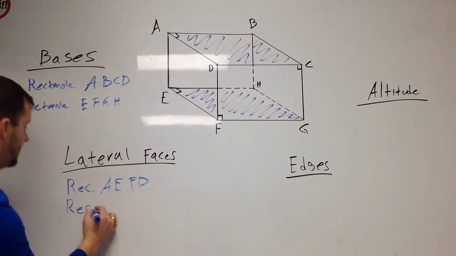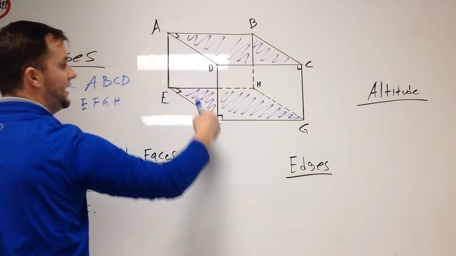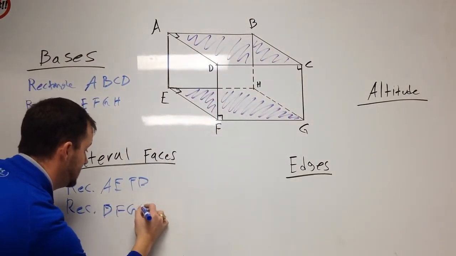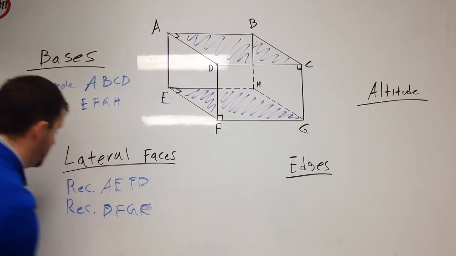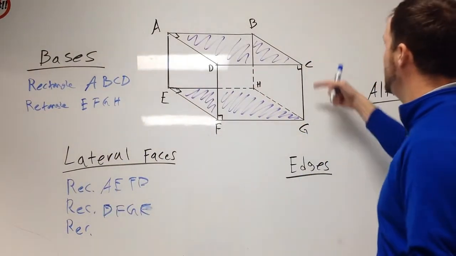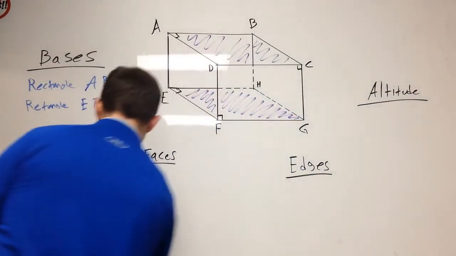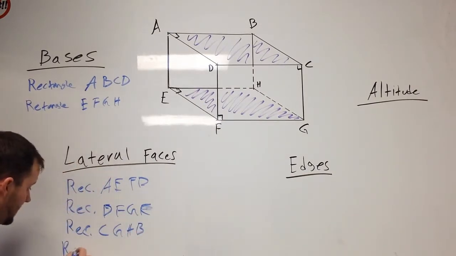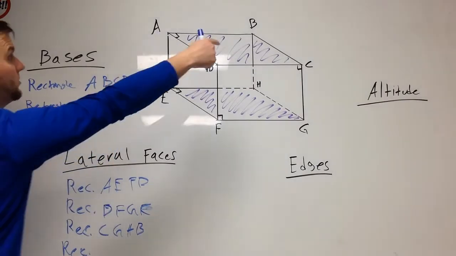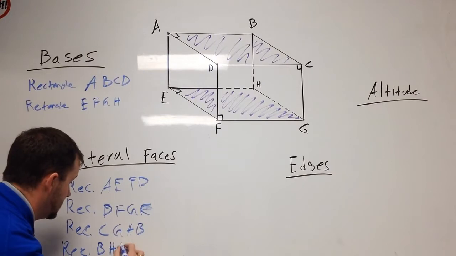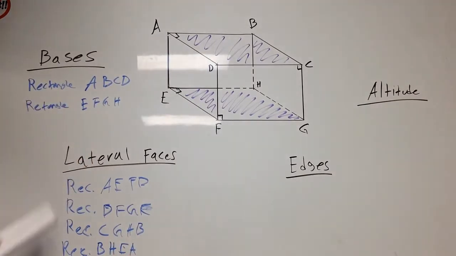The next one in front is going to be rectangle, looking at this one, DFGC. So DFGC. The next one on the far right here, I'm going to start with C. So CGHB. And then the last one is going to be in the very back, which I'm going to name BHEA. So BHEA. So ladies and gentlemen, those are going to be all 4 of my lateral faces.